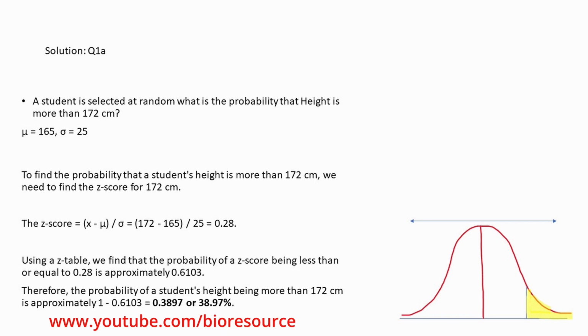You can see in this graph, we need the region highlighted in yellow. The total area is 1, and we need to find the area highlighted in yellow. So we subtract 1 minus the Z table value, 0.6103. That gives a value of 0.3897, the probability of the student's height being more than 172 centimeter, which is 38.97%. So basically we are calculating the probability from the area.